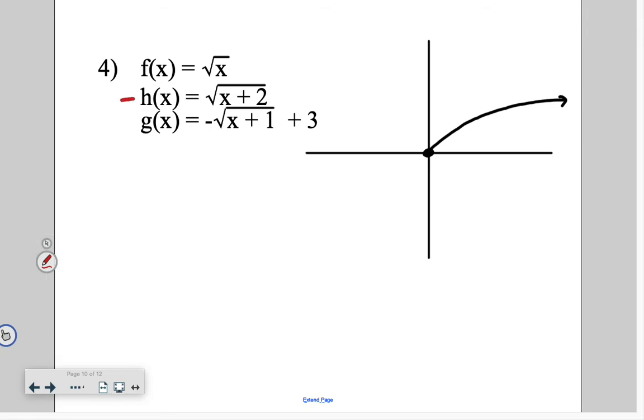Okay, h of x, what happens to the graph? What's going on? The plus 2 is under the square root, so it's attached to the x, so it's horizontal. Adding 2, so that's a shift in the opposite direction. So we take this point, we're going to go 2 to the left, and then again, there's nothing else happening, so we just sketch the rest of that graph in. Okay? Something along those lines.